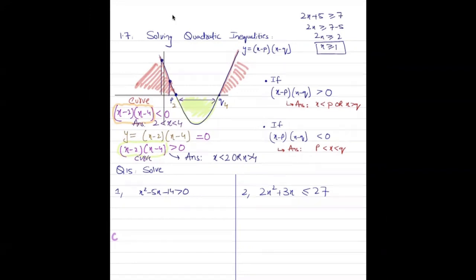So if you are asked to solve a quadratic inequality, this means that you have to give the range of values of x for which this quadratic curve is greater than 0. The first step is to make the factors or find the critical values. So if I factorize x squared minus 5x minus 14, I do the middle term breaking.